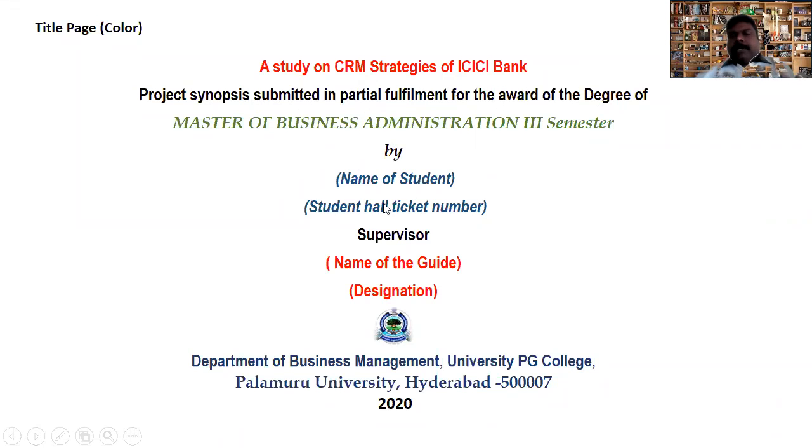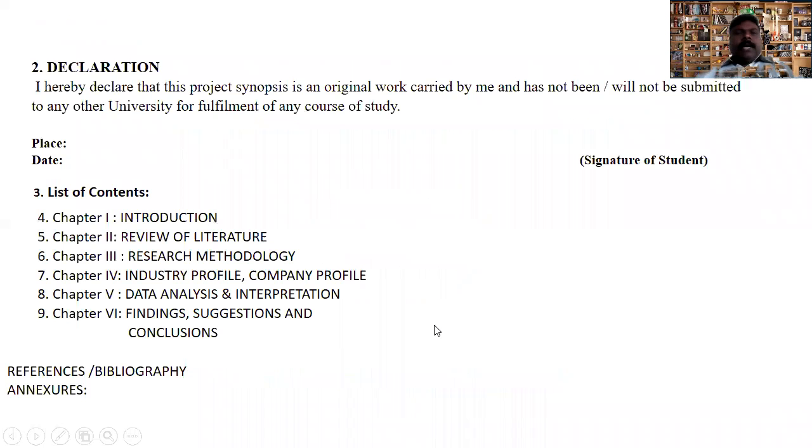I'm going to share this PPT with you on WhatsApp, so that you can check how the format is. And you have to add a declaration. The third page should contain the list of contents, and after that introduction 2 pages, review of literature 2 pages, research methodology 2 pages, and conclusions are not there. Data analysis, how you are going to write it, 1 page, then references and bibliography. This is how you have to prepare a synopsis.